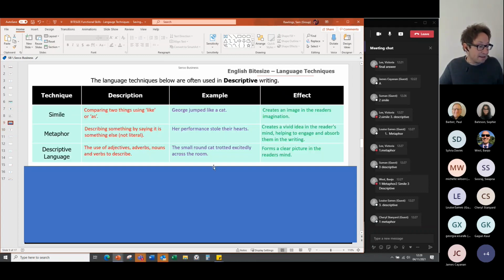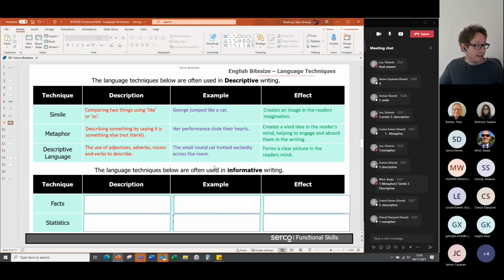So jumping back again to this slide, let's really quickly look at some language techniques that are used in informative writing, and there's only 2. So a fact, I'm sure everybody knows what a fact is. A fact is something that's true, and it's generally something that's based on evidence. So for example, the sun is hot. I can feel the heat of the sun. It's a fact, it's hot.